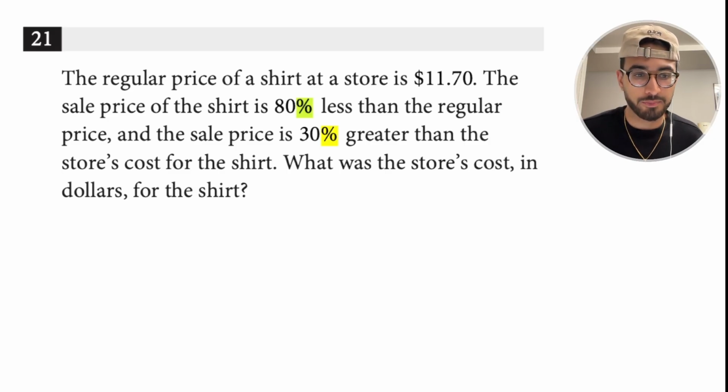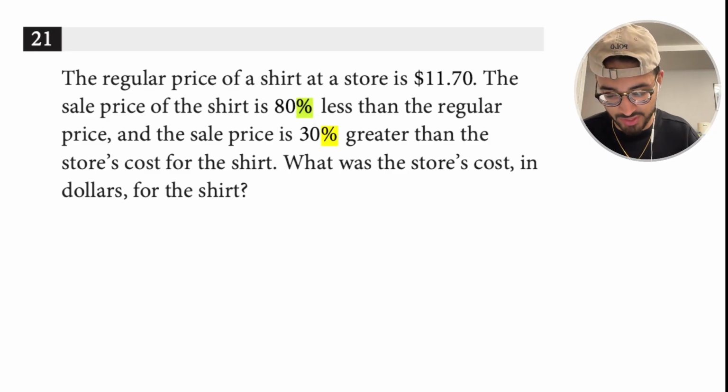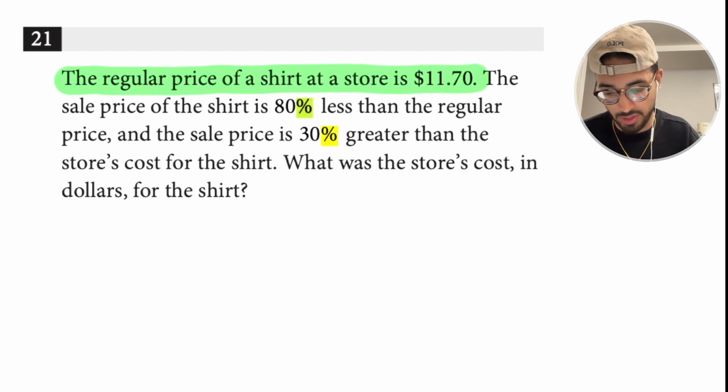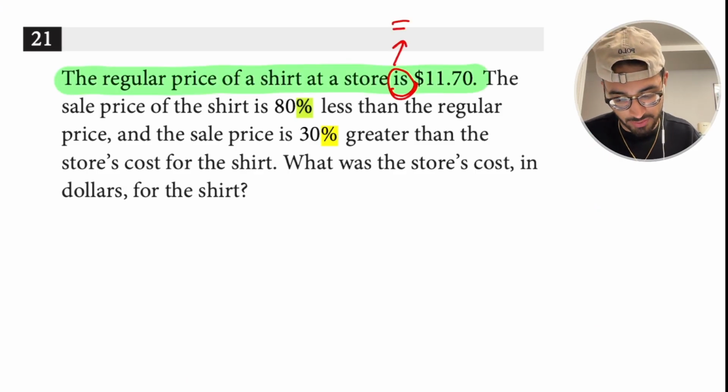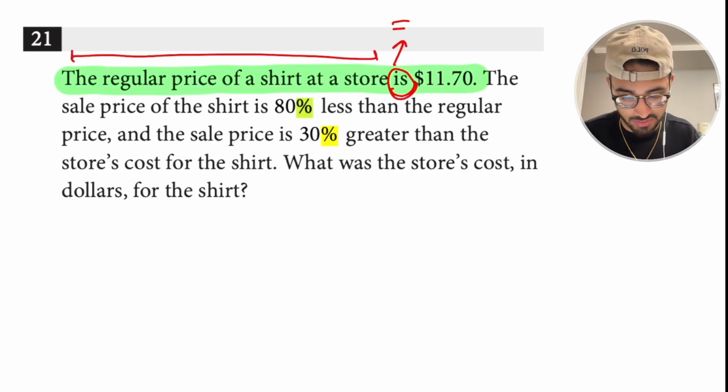For the shirt, right? What was the store's cost in dollars for the shirt? So what I like to do for this question is translate each sentence into an expression or equation one by one, right? So again, let's look for our "is." That's going to be our equal sign. And we have our left and right side, right? This is going to be the left side, and then this is going to be the right side.